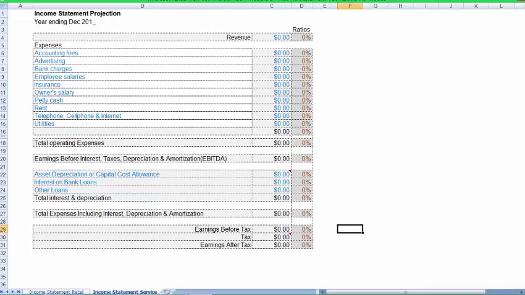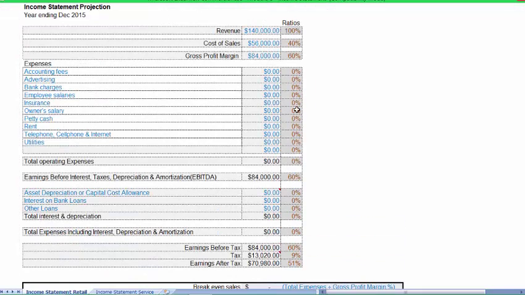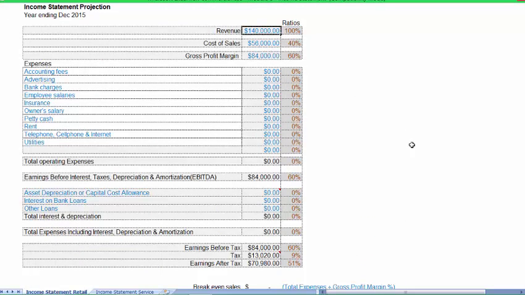Let's start with the retail business first. Let's say I'm in the fashion business and my expected revenue for 2015 is $140,000. Okay?